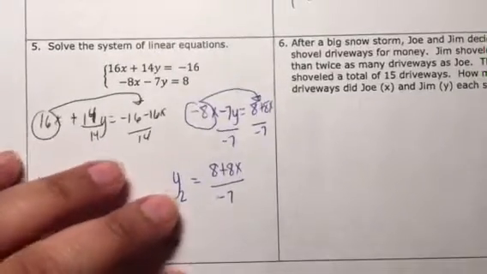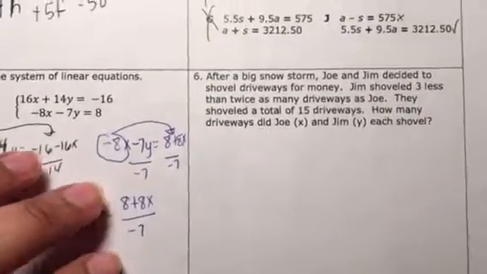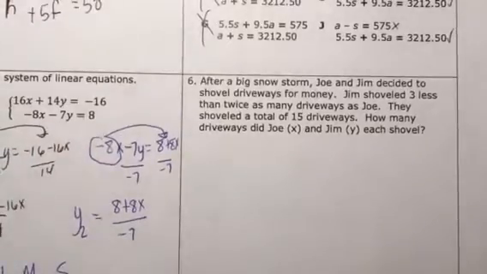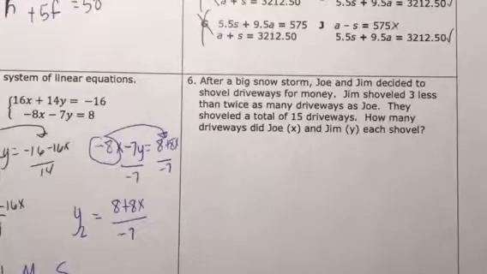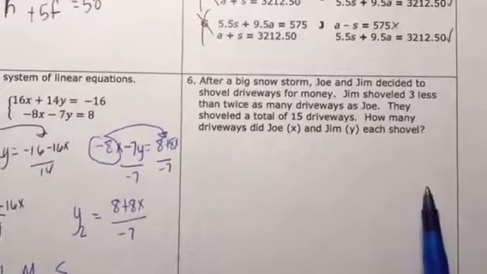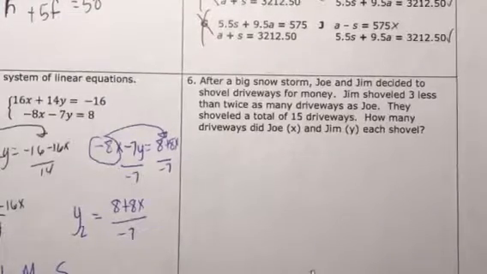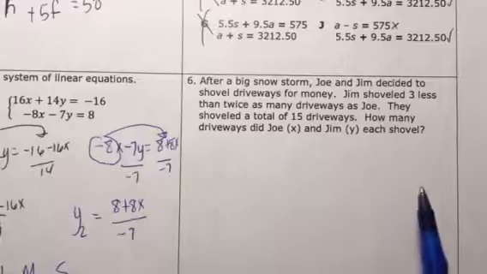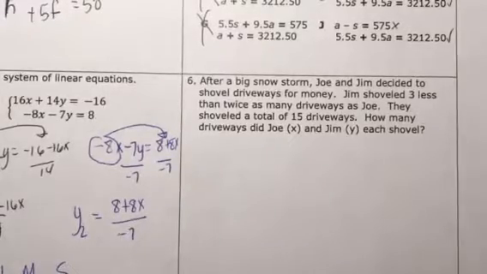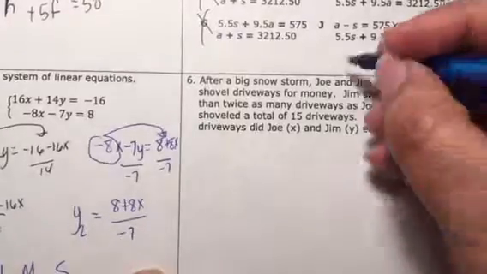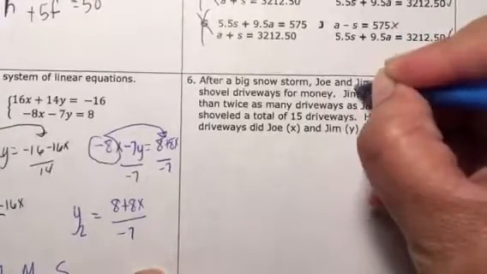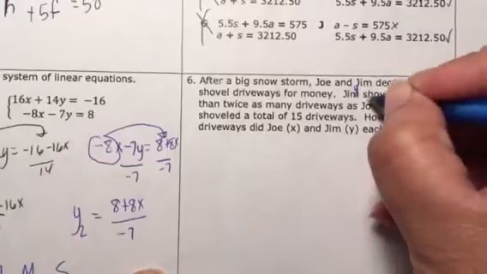Alright, so the last one you have, after a big snowstorm, Joe and Jim decide to shovel driveways for money. Jim shoveled 3 less than twice as many driveways as Joe. They shoveled a total of 15 driveways. How many driveways did Joe and Jim each shovel? Okay, so this tells you that he's Y and Joe's X.